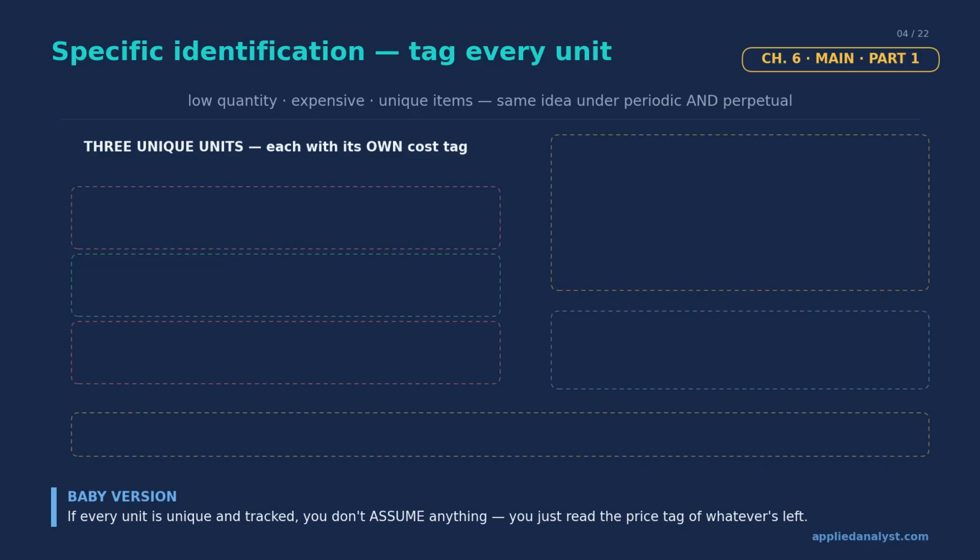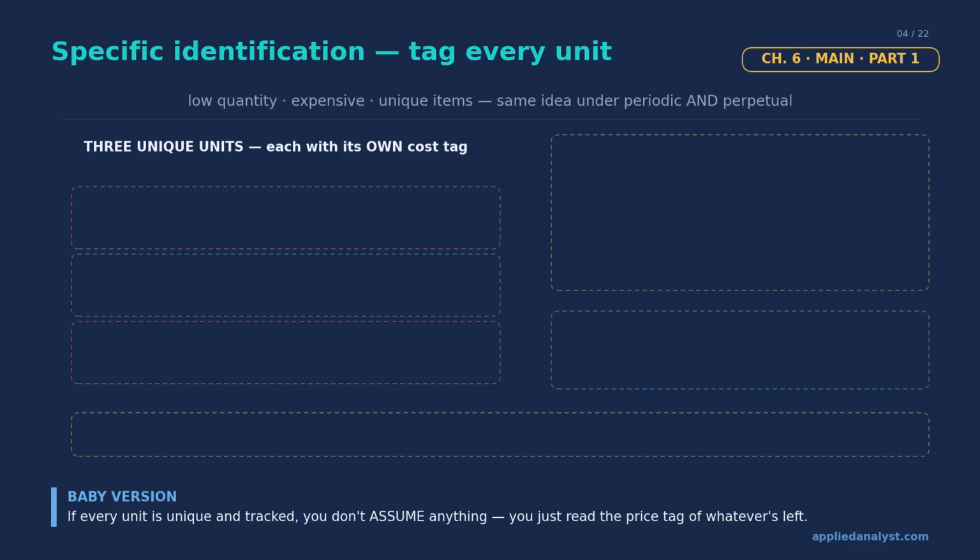3 unique units. Cereal A costs $16,000, cereal B $22,000, cereal C $30,000. Say A and C sell, and B stays on the shelf. Because every unit's tagged, we know exactly, not assume, know, which left and which stayed. Remember those 3 tags, cereal A, B, and C. They're the cleanest picture of the whole chapter, and I'll call them back later. So there's no story to tell. You just read the tags.